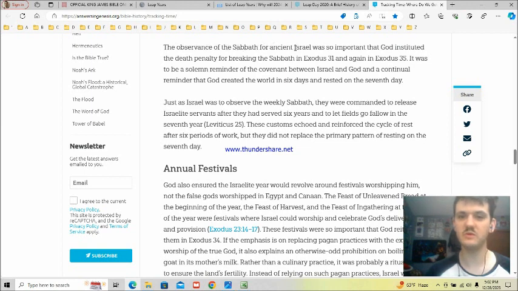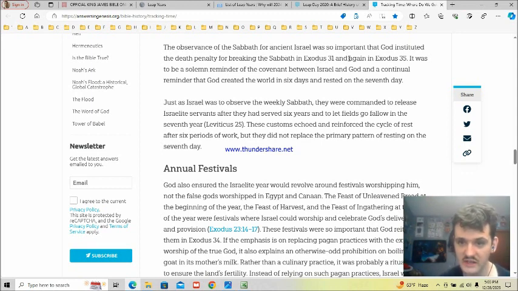In the observance of the Sabbath in ancient Israel, at some point God instituted the death penalty for breaking the Sabbath, in Exodus chapter 31 and again in Exodus chapter 35. It was a solemn reminder of the covenant between Israel and God, and a reminder that God created the world in six days and rested on the seventh day. Just as Israel observed the weekly Sabbath, the Israelites observed six years of work followed by a seventh year of release, Leviticus chapter 25. These customs followed the cycle of rest of the weekly pattern and did not replace the regular pattern of resting on the seventh day.